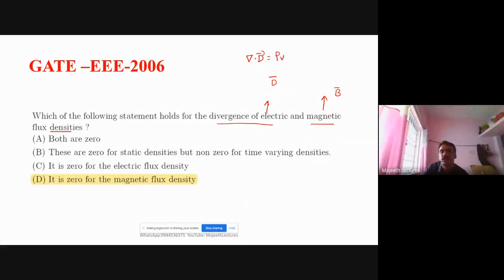Divergence of magnetic flux density, we know magnetic flux will not diverge, so del dot B is equal to 0. So for magnetic flux density, divergence is 0. So option D is the right answer.